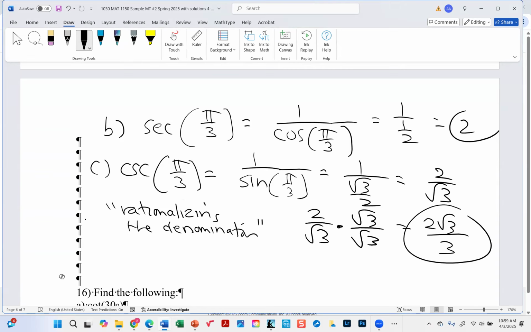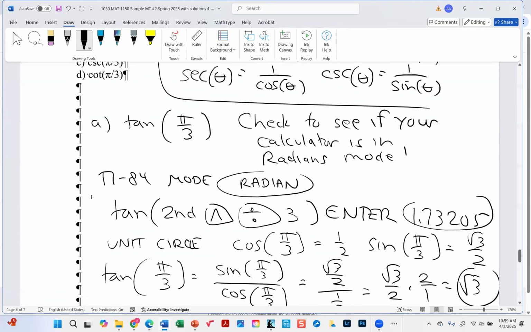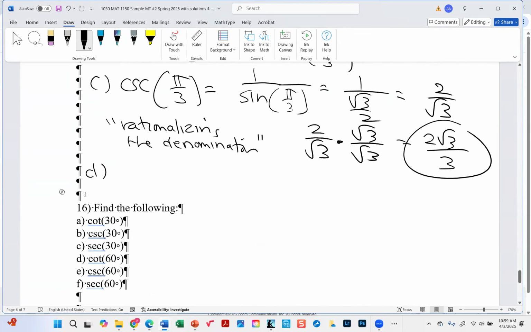Now we need D, which is cotangent pi over 3.